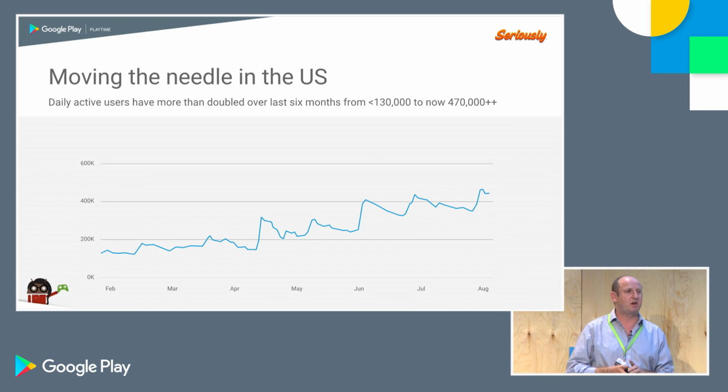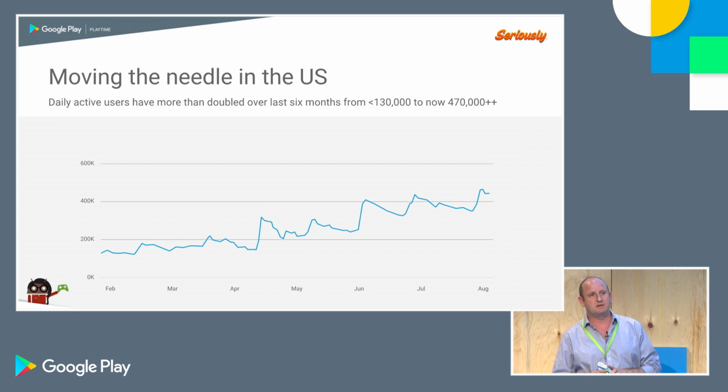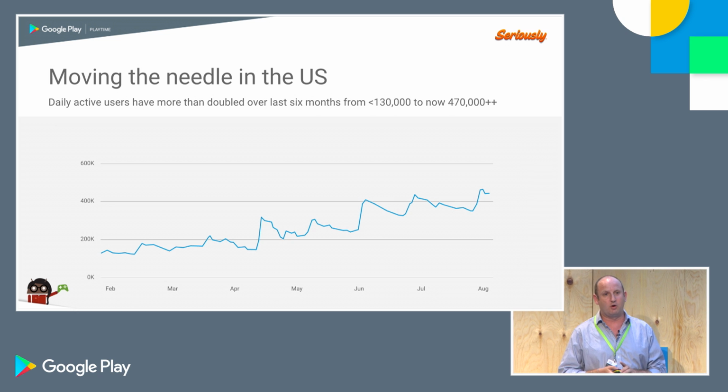So overall, as a company, we've got 2 million daily players. But over the last 3 or 4 months, when we realized that we could scale this up in the US, we've been making some really nice progress. And we're now around 450,000 DAU since we started focusing on a big influencer strategy.